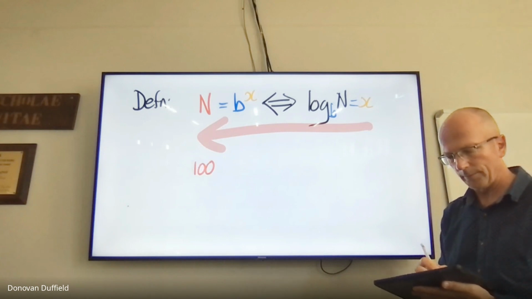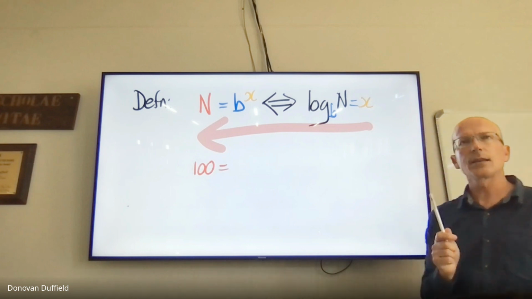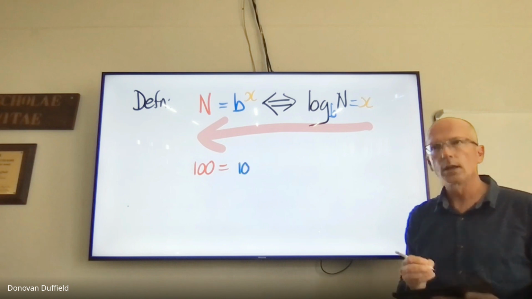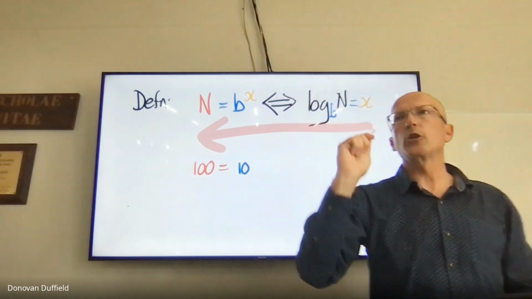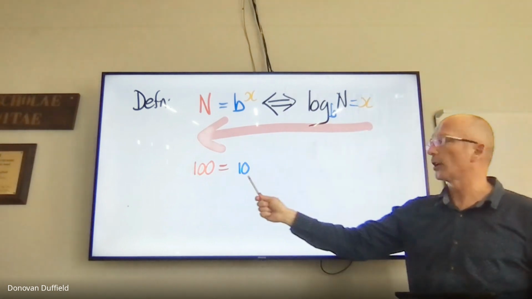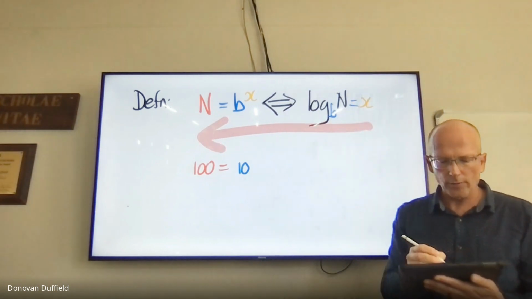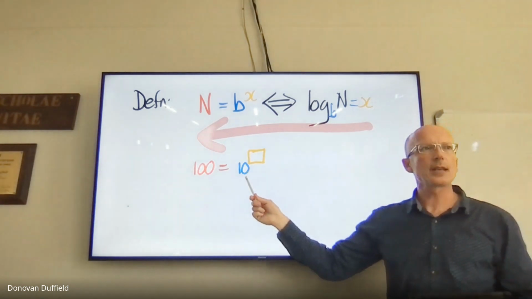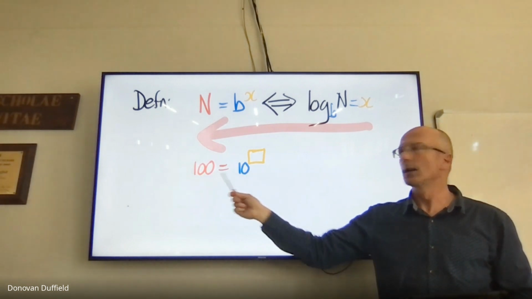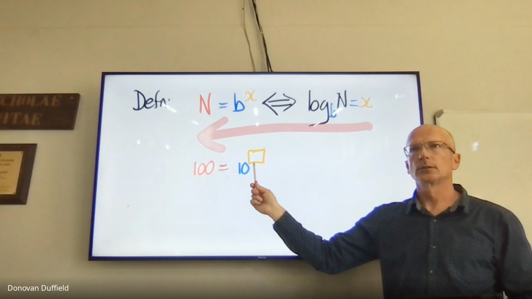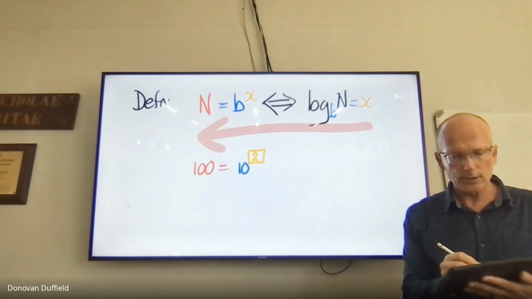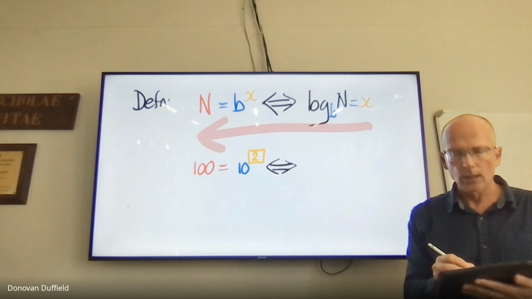100 is the number. If I'm going to make that number a power of 10, the base is going to be 10. The logarithm is the exponent to which I raise 10 in order to get the number. What's that value? 10 to the power of what? It's 2. So another way of writing this is to say, well, we know that's true, so let's say it.